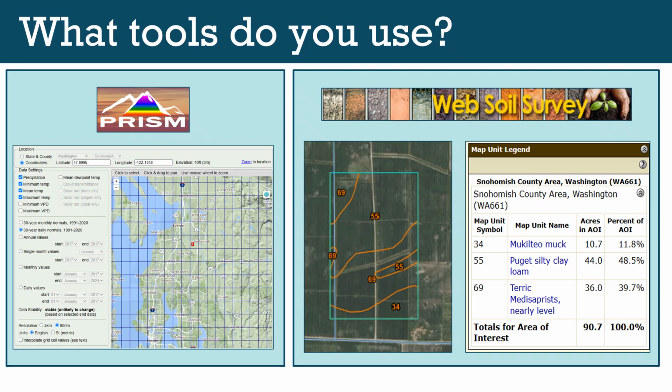I'm now going to talk about some of the tools that you can use when completing a carbon farm plan. On the left-hand side, we see the PRISM tool from Oregon State University, which allows planners to get very fine-grained climate conditions data for the site of a farm. On the right-hand side, you see the Web Soil Survey, which allows planners to give farmers an overview of the soil types and conditions present on their farm.